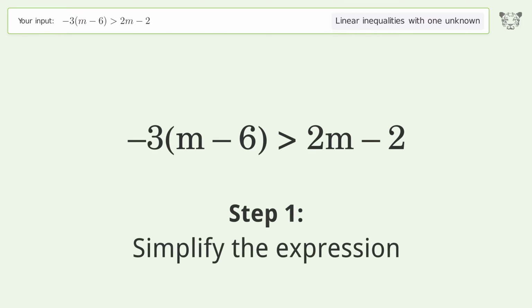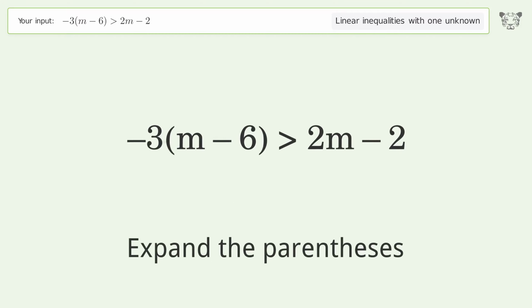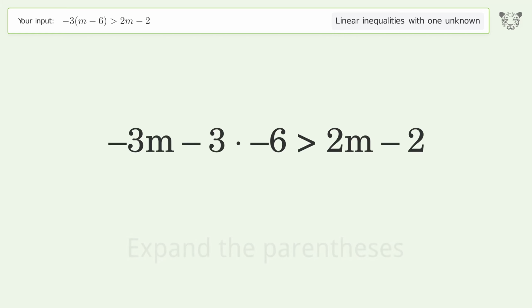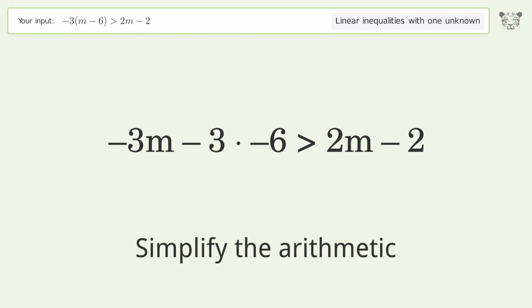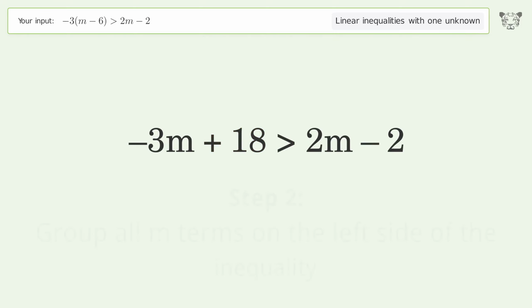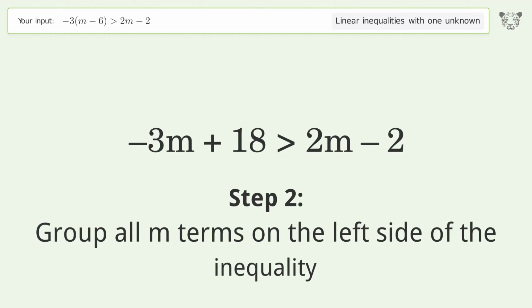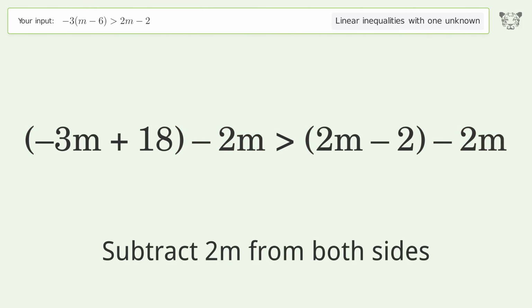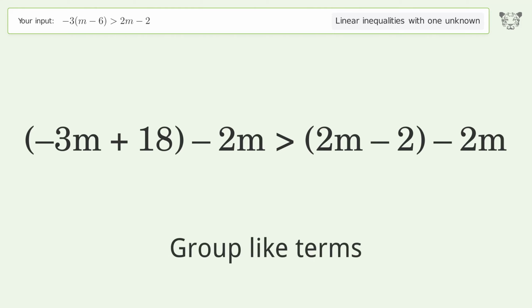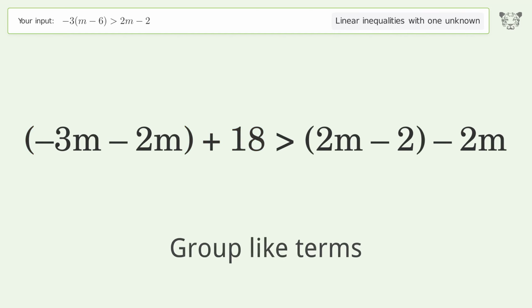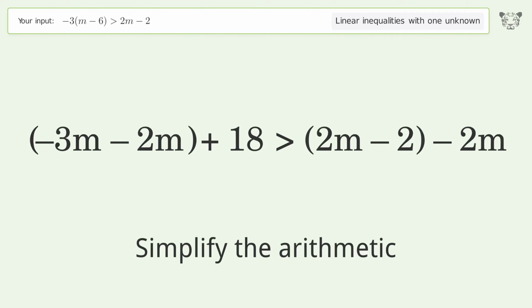Simplify the expression. Expand the parentheses. Simplify the arithmetic. Group all m terms on the left side of the inequality. Subtract 2m from both sides. Group like terms. Simplify the arithmetic.